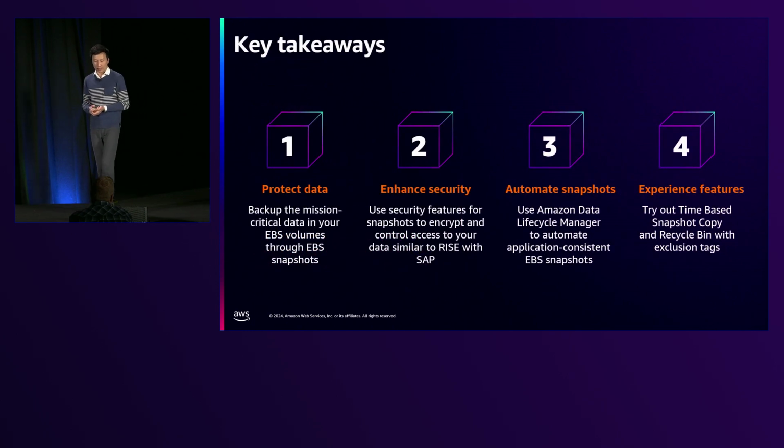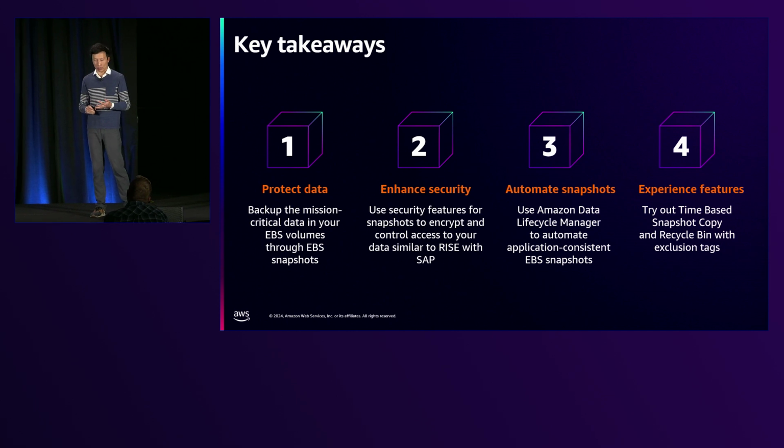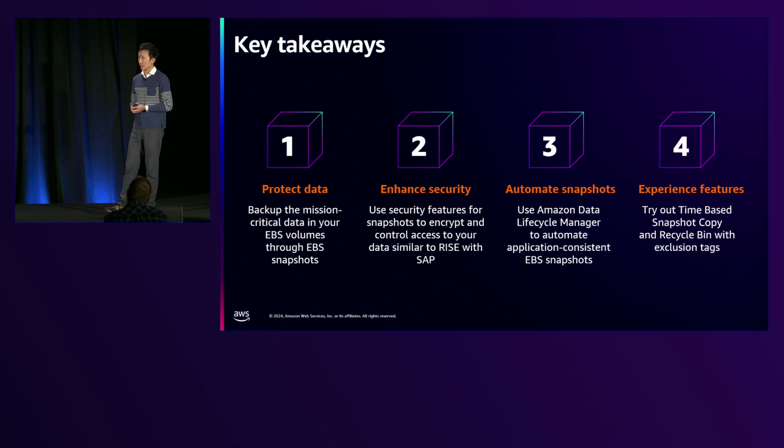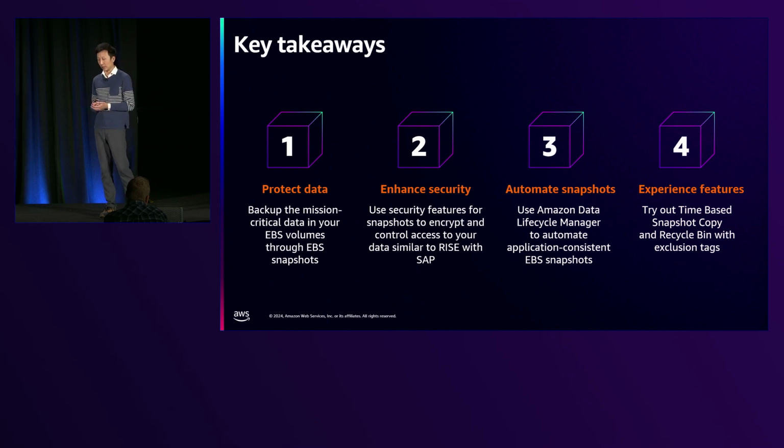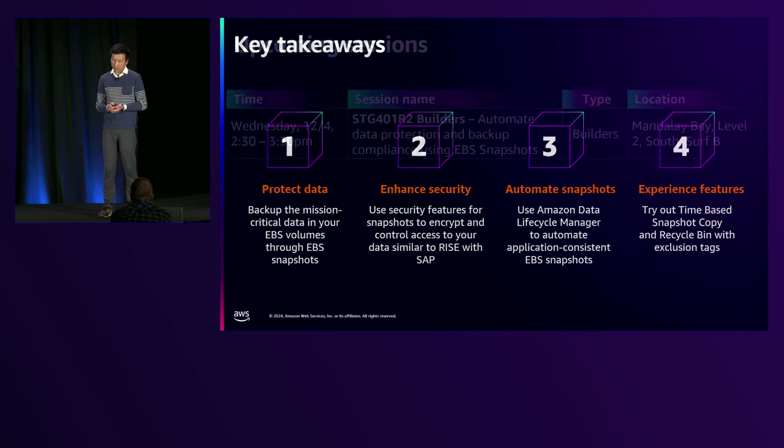So just to recap, Subi spoke about the importance of backing up mission-critical EBS volumes through EBS snapshots and some of the security features that we have: encryption, block public access, and snapshot lock. JP gave us a wonderful example of how customers are using those features with RISE with SAP. I spoke about some of the features that we have with Amazon Data Lifecycle Manager. And lastly, we encourage you to try out some of our recent features, time-based snapshot copy and Recycle Bin with exclusion tags, to see if they'll meet your needs.